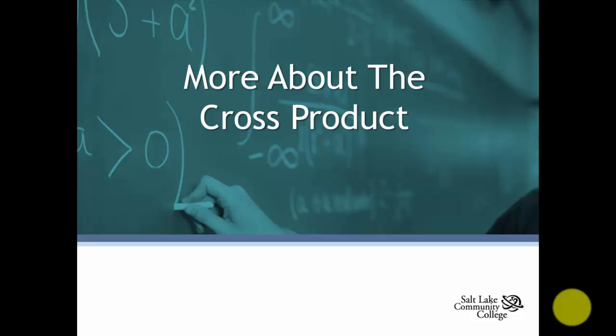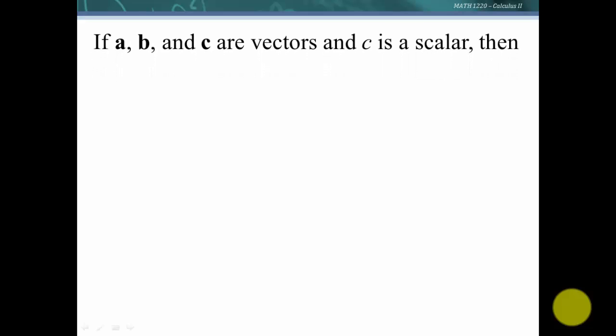Let's learn more about the cross product. There are several properties for the cross product, and these properties can easily be seen by simply writing these out with their components by definition. So if we have vectors a, b, and c, and then we have a scalar c, if we cross a and b, that equals the negative of b cross a. And we saw this in the last video.